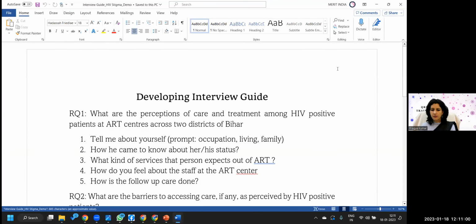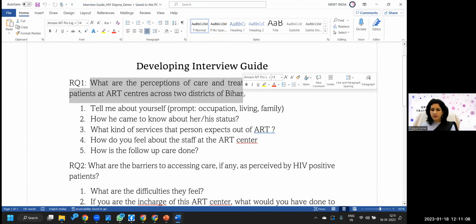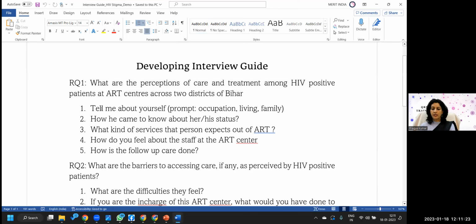So yes, you can see that initially this was the research question: what are the perceptions of care treatment among HIV positive patients. And then, because we discussed that a research interview guide has three sections, an opening section, a middle section, and then the closing section, you can see here that I've started with a question like, tell me about yourself, and maybe a prompt.